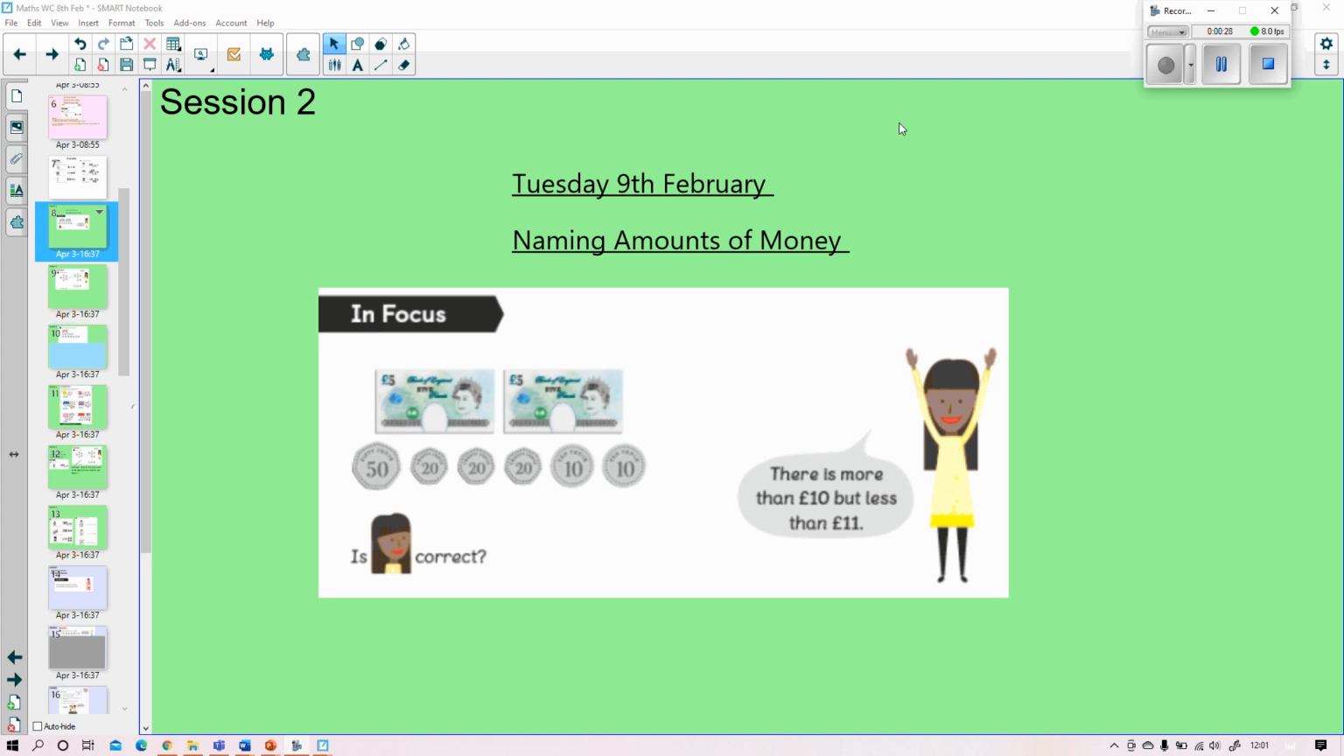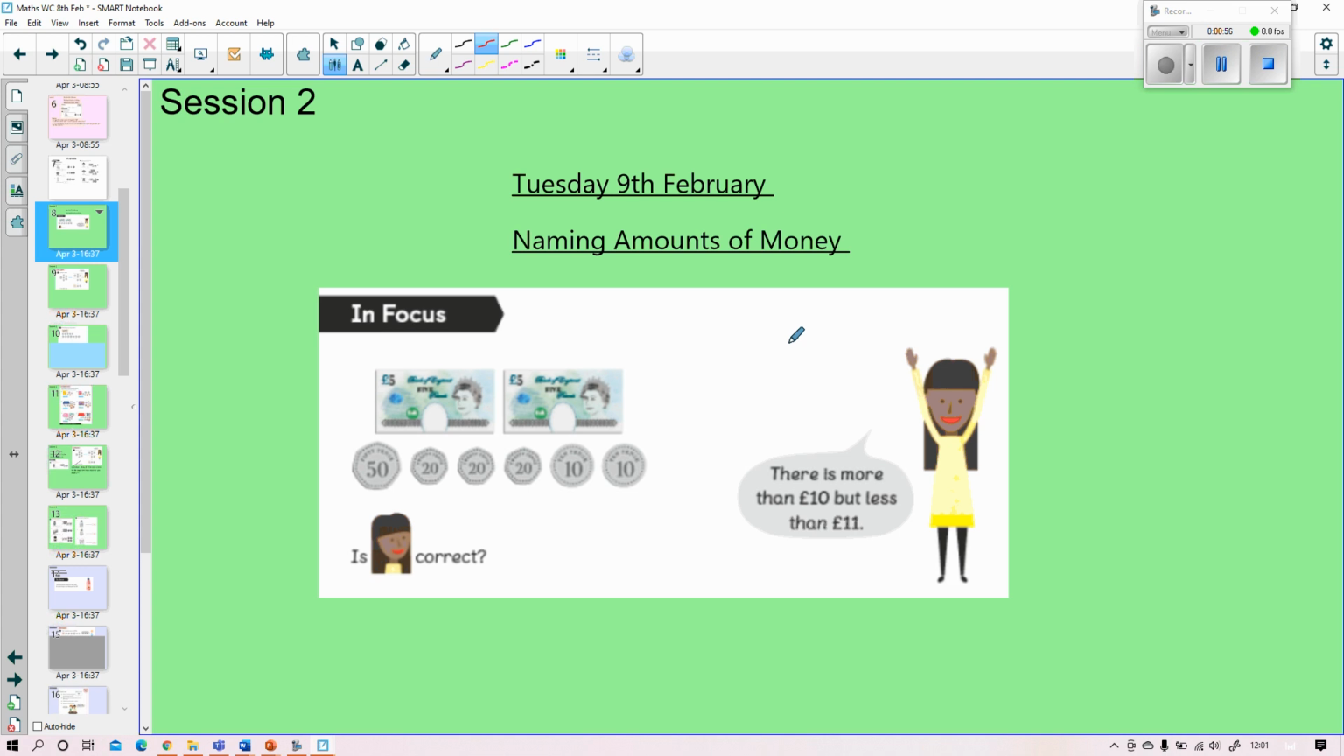Okay, so we've got Lulu here and she's made a rule. She said there is more than £10 but less than £11, and here's the amount of money. So pause me here and see if you can work out whether Lulu is right. Okay, welcome back. Hopefully you had a go at that one.